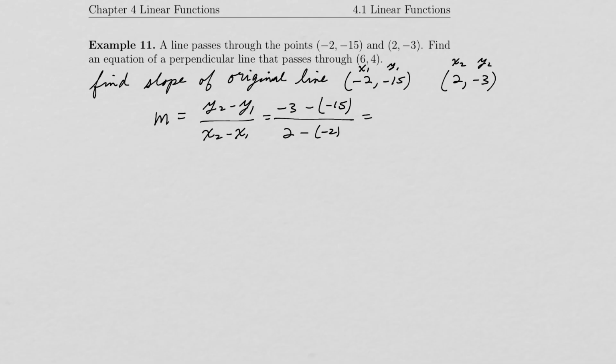Okay, then just be careful with this, right? So -3 minus -15 is -3 plus 15, which is positive 12. And then 2 minus -2 is 2 plus 2, which is 4. And then that simplifies to 3, right? So the slope is 3.